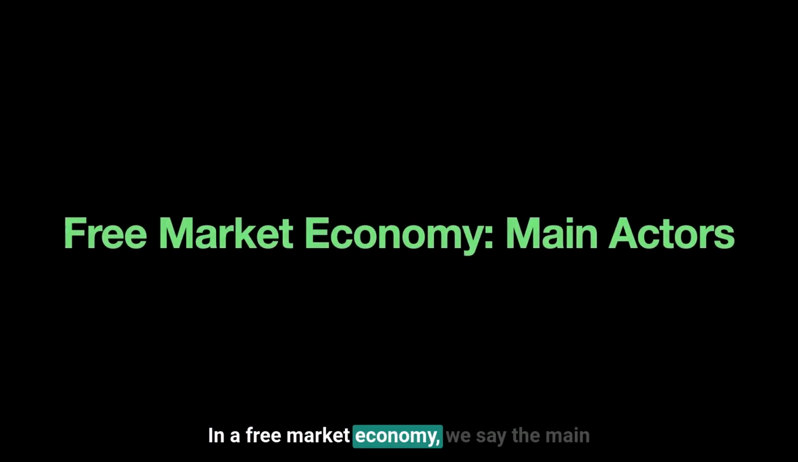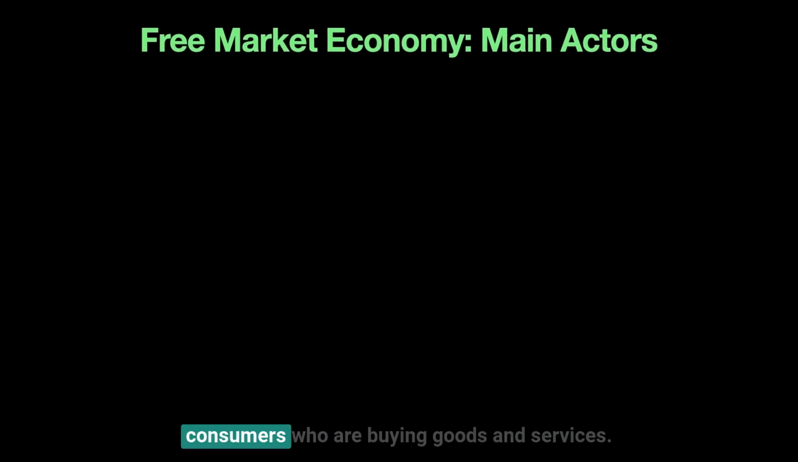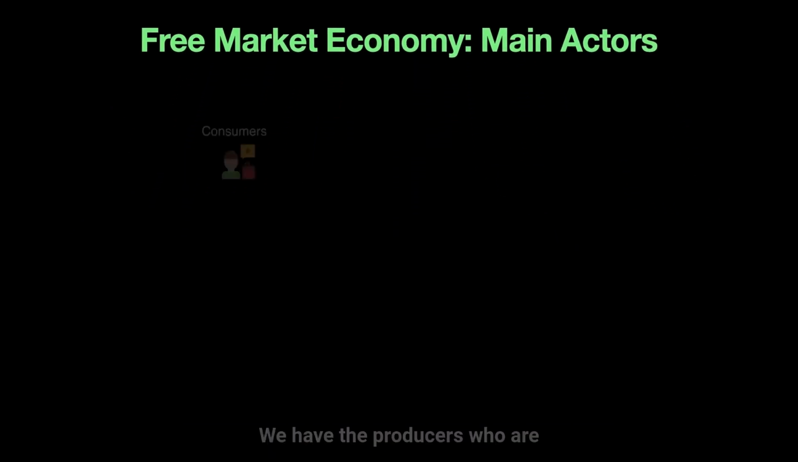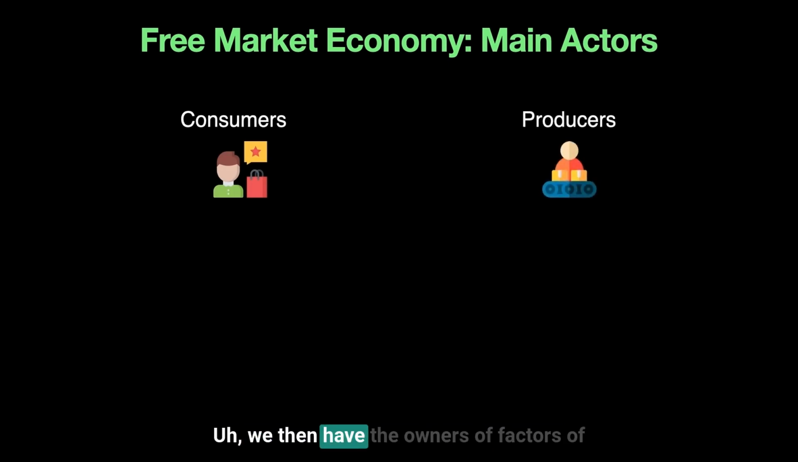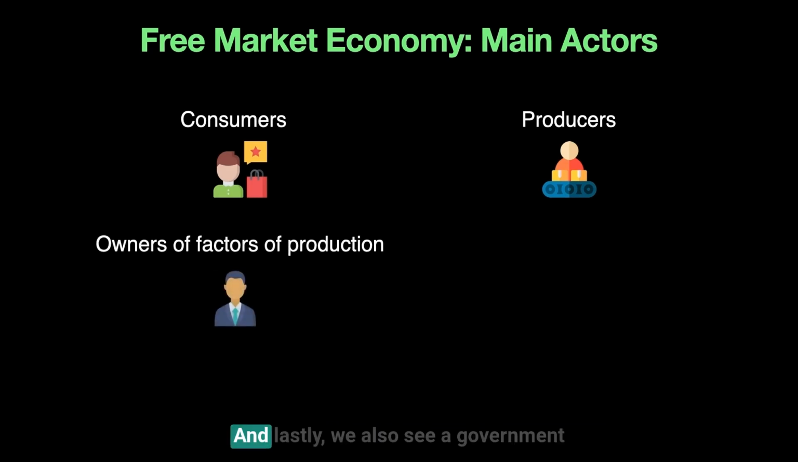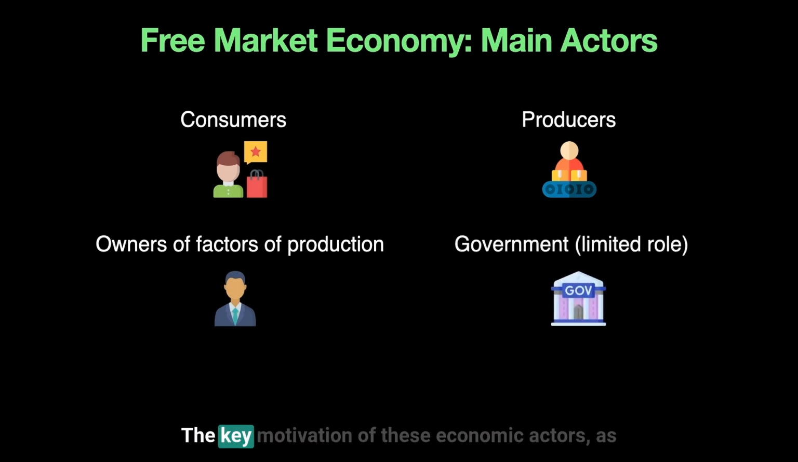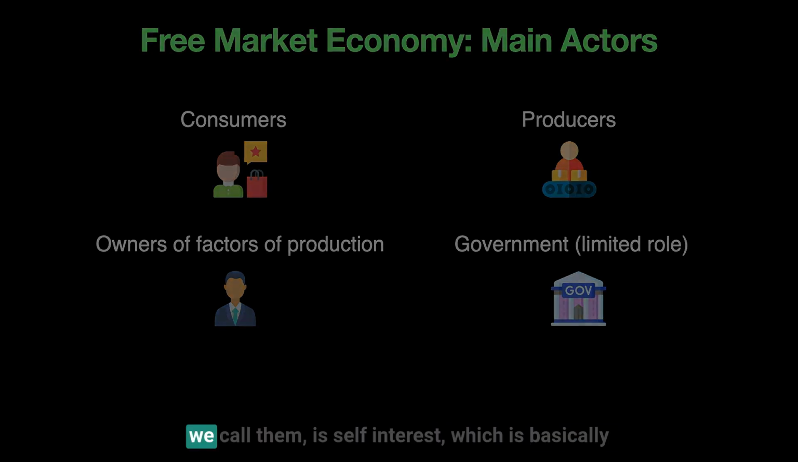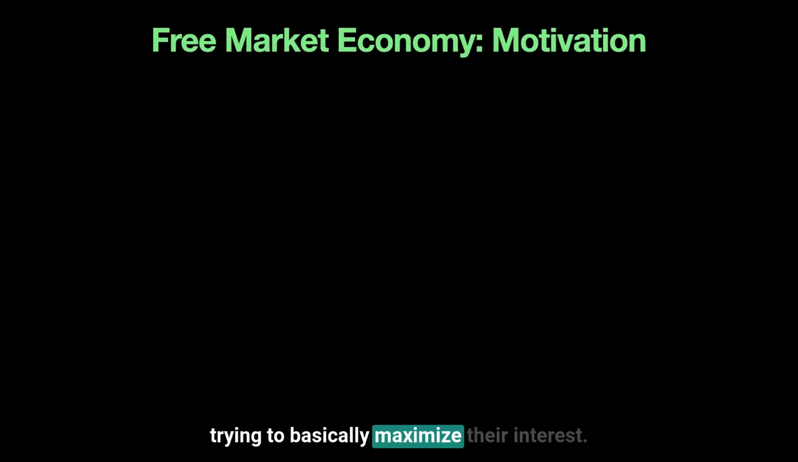Let's look at some of the features of the free market economy. In a free market economy, the main actors are consumers who are buying goods and services, producers who are producing these goods and services, and the owners of factors of production like land, labor, capital, and enterprise. And lastly, we also see a government which plays a very limited role, and we'll talk about that role in a little while. The key motivation of these economic actors is self-interest, which is basically trying to maximize their interest.